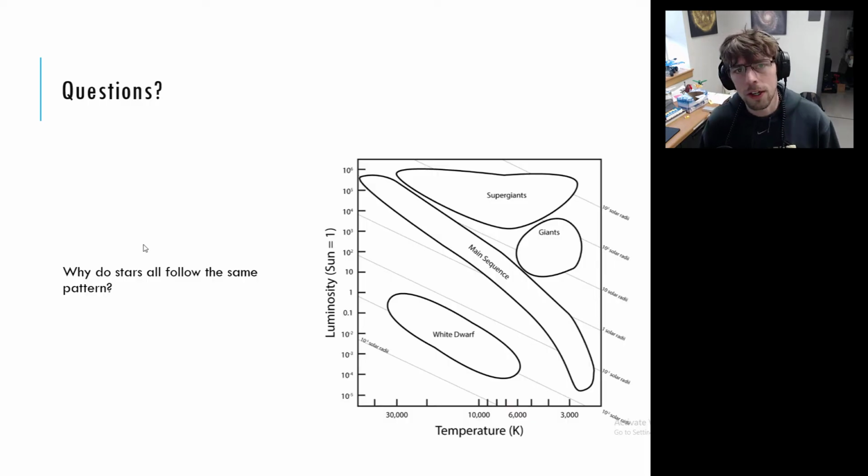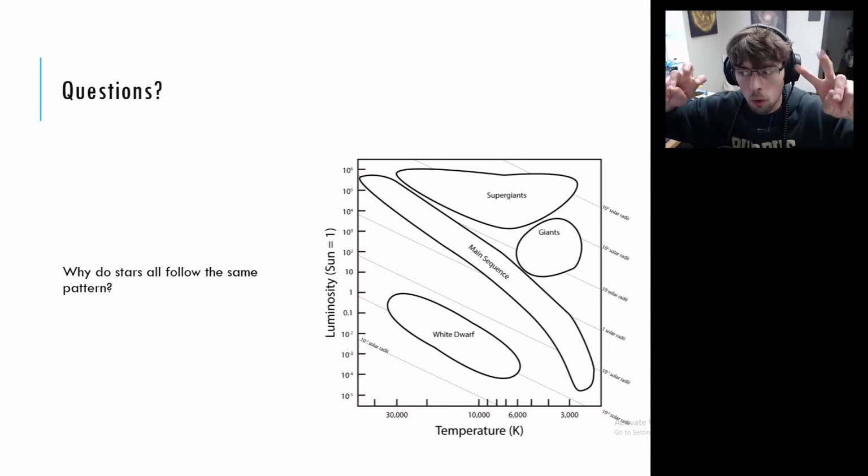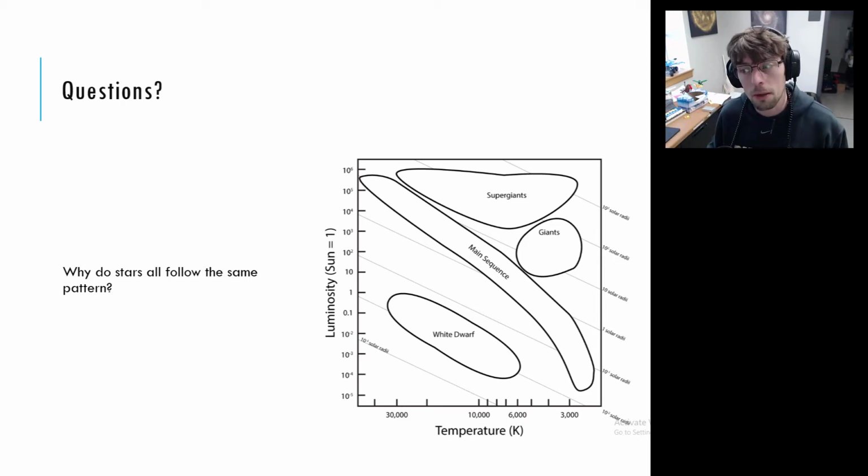Why do all stars follow the same pattern? And what I mean by that is, why do 90% of the stars fall along the main sequence? Why is that? So how do stars know that they should be on the main sequence in the first place? Can we come up with some sort of idea about why that is? We have enough tools now that we can discuss this.